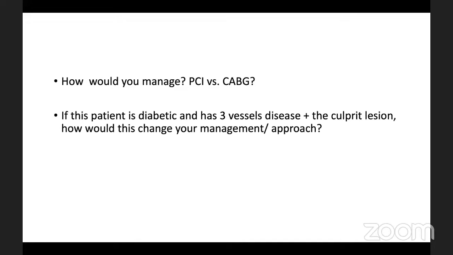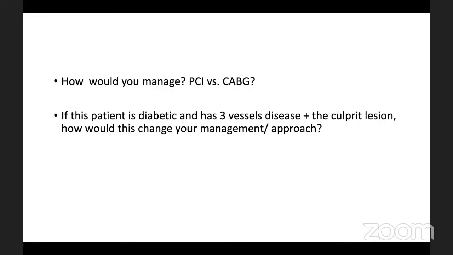Okay, if I tell you this patient is diabetic and has 3 vessel disease plus the culprit region, which is the proximal LAD, on the initial angiogram that was done for him, how would this change your management or approach? So now the perspective of the patient has been changed. 3 vessel disease plus a proximal LAD is an indication for CABG according to the recent guideline. So we should take this patient for non-emergency surgery after optimizing the patient medically, for example for 1 week, then we can offer him a CABG.